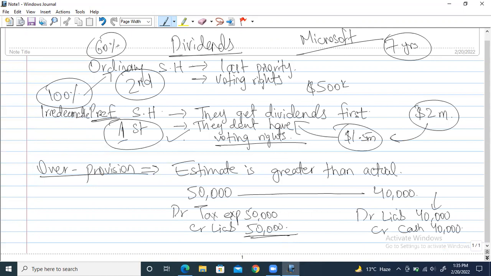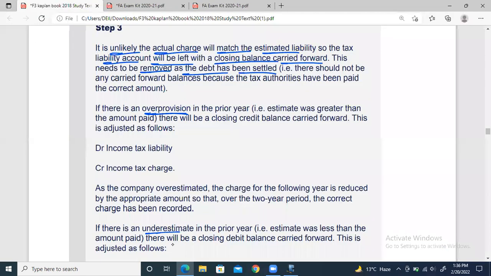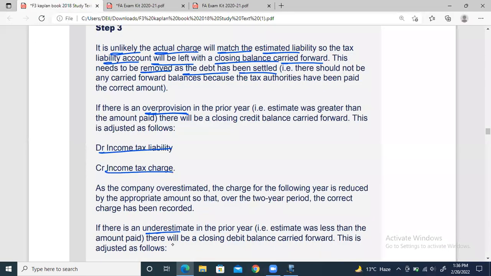That means we have estimated it higher, so the expense was made higher. Now we need to decrease the expense. Actually, the expense is just 40,000, but in assumption we recorded it as 50,000. So we'll have to bring the expense down. What we do is credit expense by 10,000, and for the debit entry, we debit income tax liability.